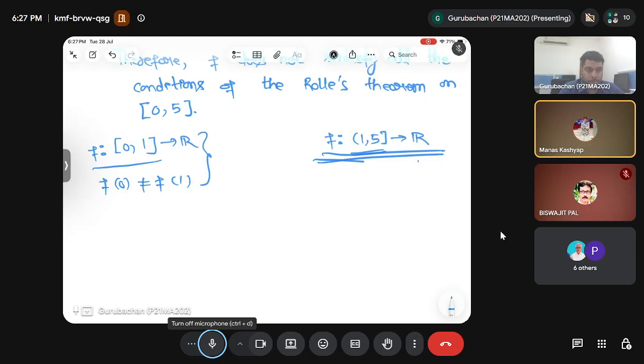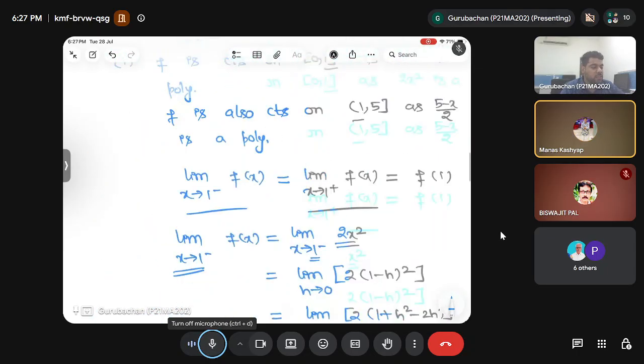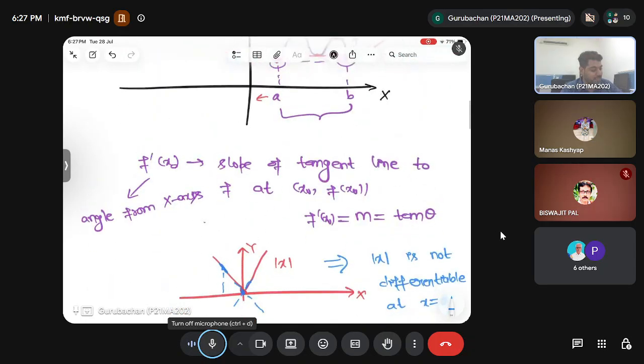Sir, can you please remind me why we take the open interval for differentiability, just to deal with RHD and LHD, to overcome the issue of RHD and LHD? Could you repeat your question, please? Why do we take the open interval a to b for differentiability, just to deal with RHD and LHD at that point? Yes, just to avoid these kinds of cases.